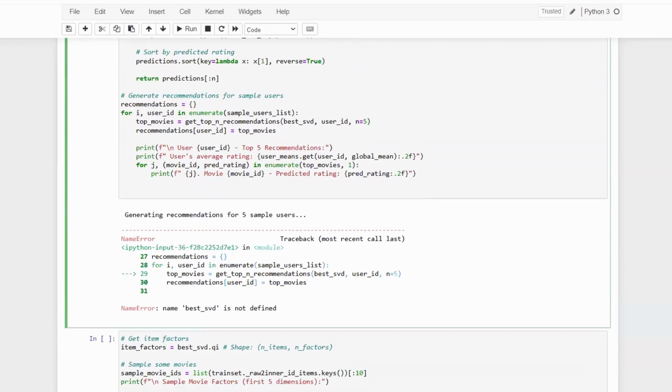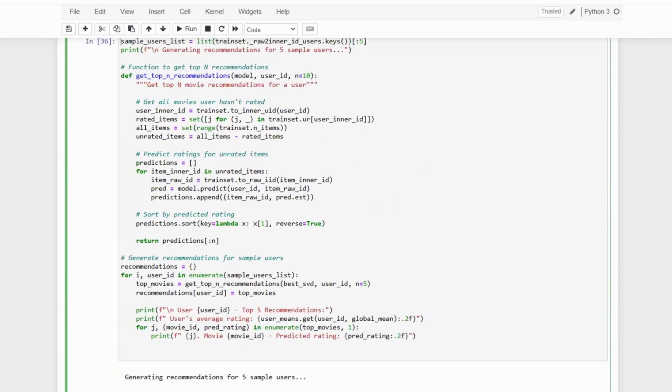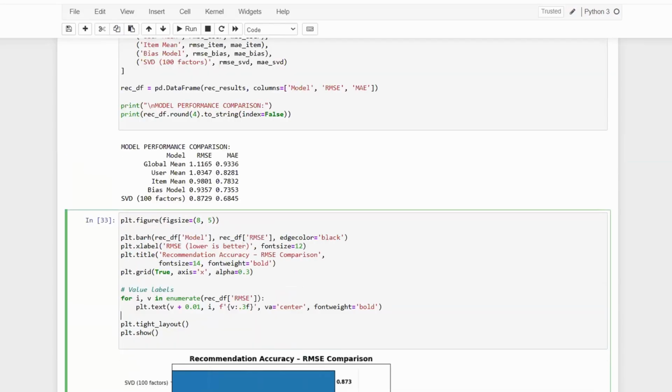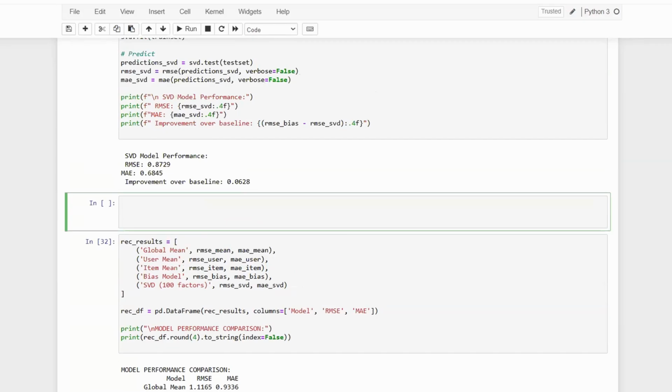What we wanted was to collect the best SVD, but it's missing. So I would need to look for the best SVD. Okay, yeah, it was removed here. But the idea is that now you take the best SVD, then you use it for recommendation.